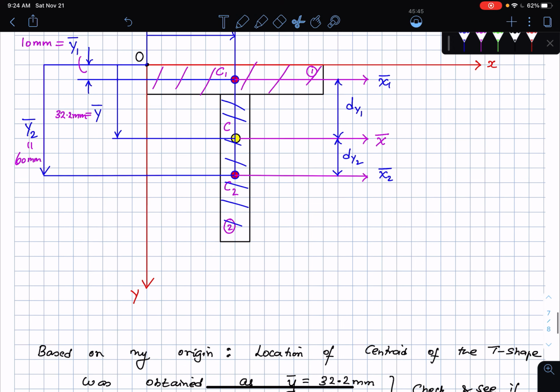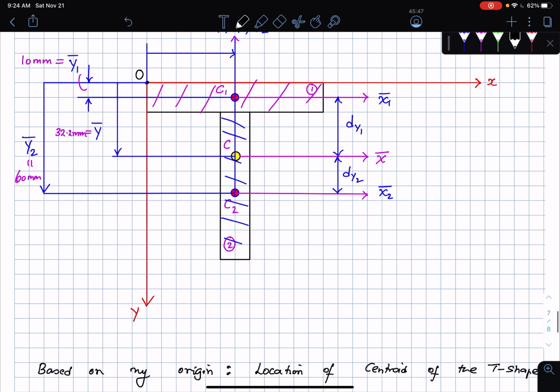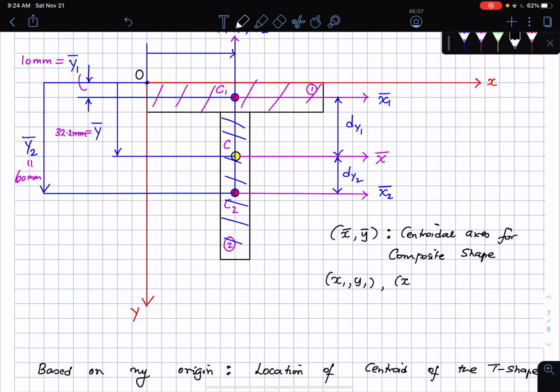Okay, so let's write this down here. So x bar and y bar: centroidal axes for the composite shape. Then x1, y1, x2, y2 bars: these are the centroidal axes for the simple shapes.